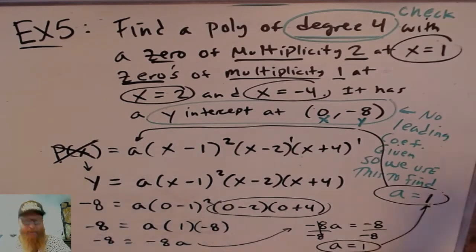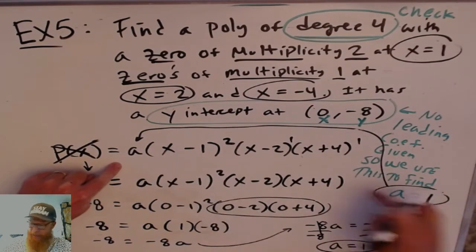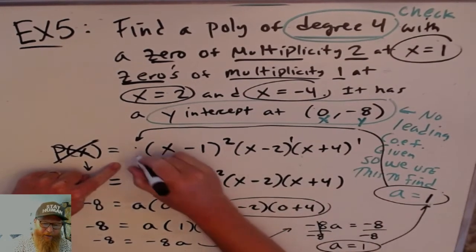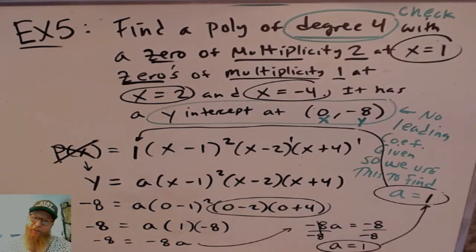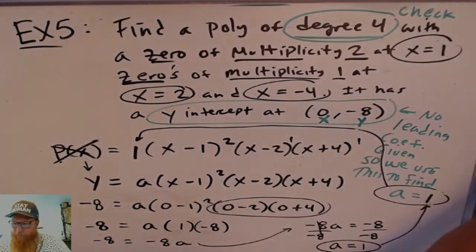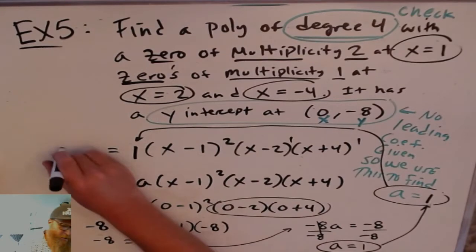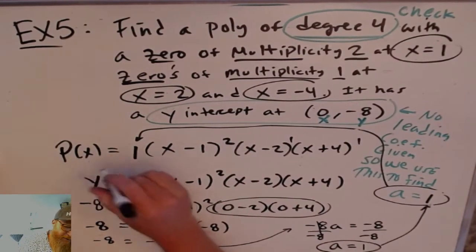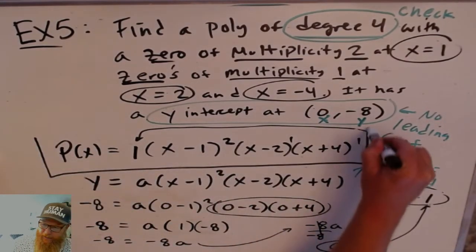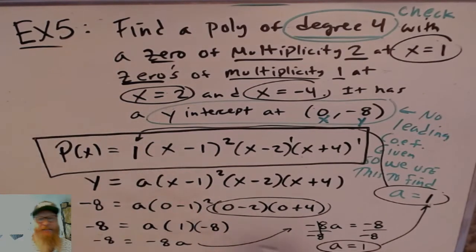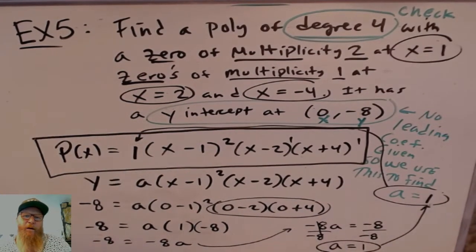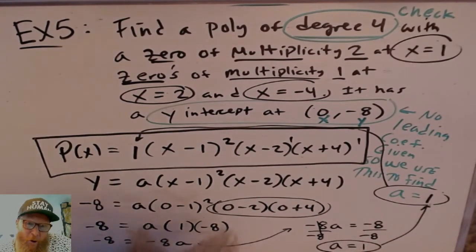Okay, and then come back to here. You got your A. Your A is 1. So you can just put it, or you can not put it. It's up to you. And I do like to go back and call my function p of x, or sometimes I call it f of x, whatever you like, or whatever it's called in the problem.